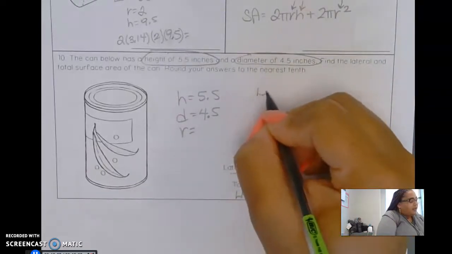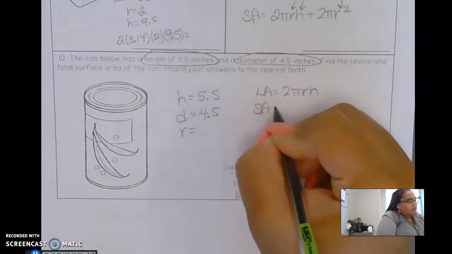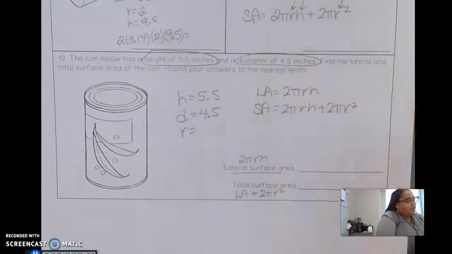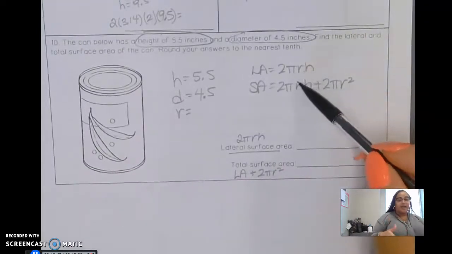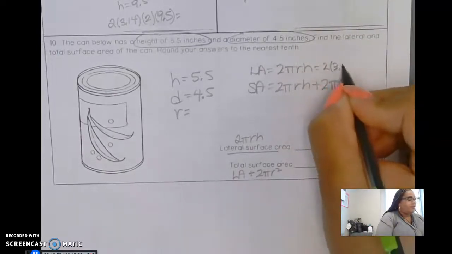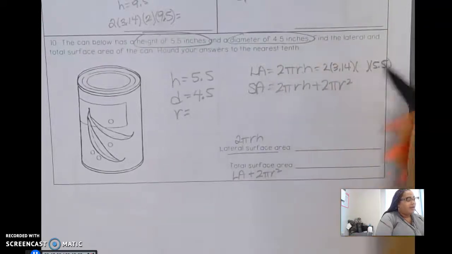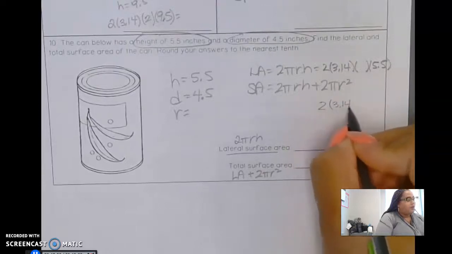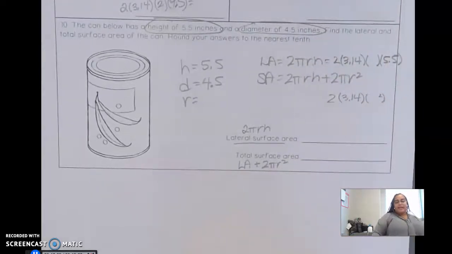Calculate, plug everything in. 2 pi radius height plus 2 pi r squared. Make sure you're calculating, writing these steps down. This is showing your work. 2 times 3.14 times whatever r is times height, which is 5.5. And then I'm going to add that to 2 times 3.14 times whatever r is squared. And then you'll be done.